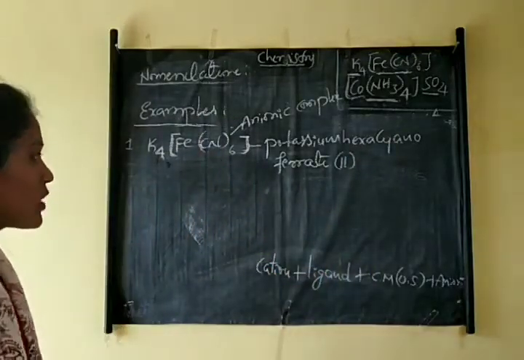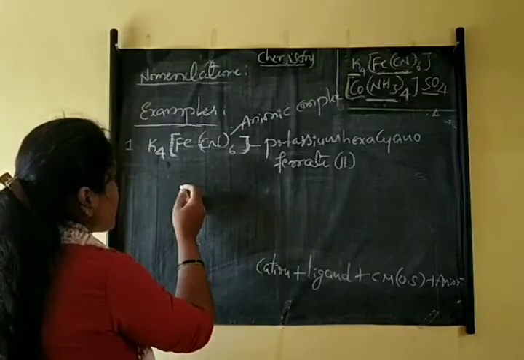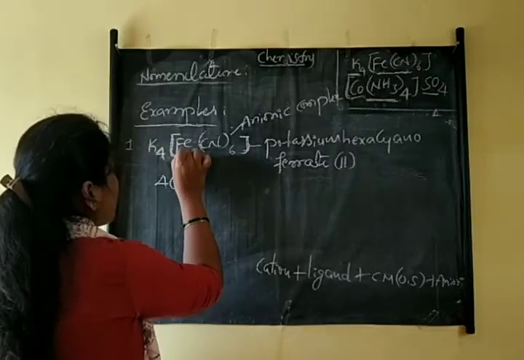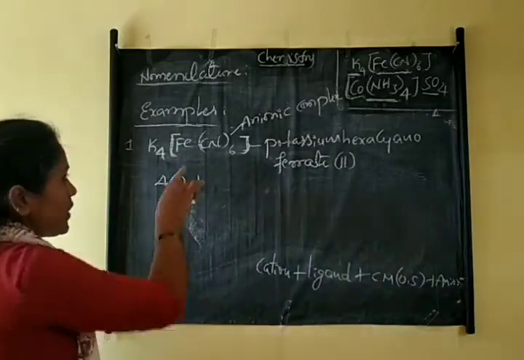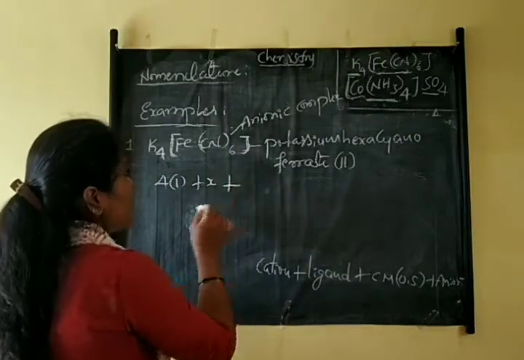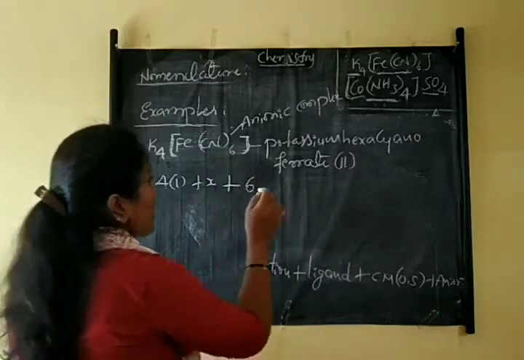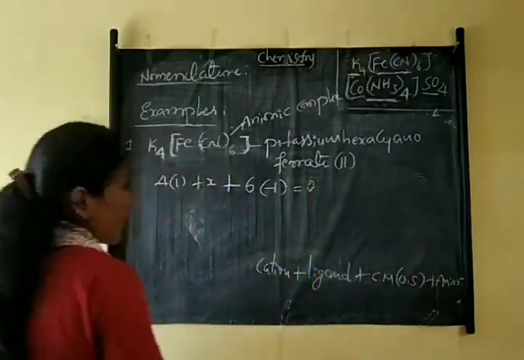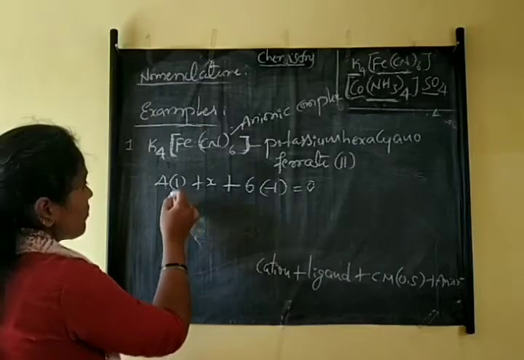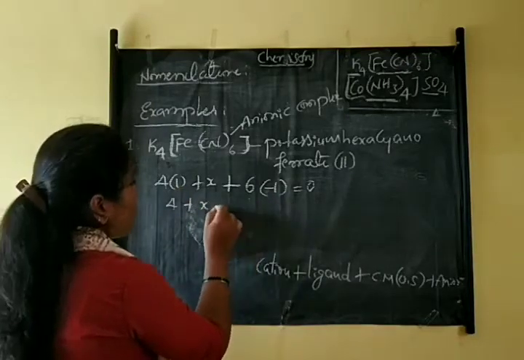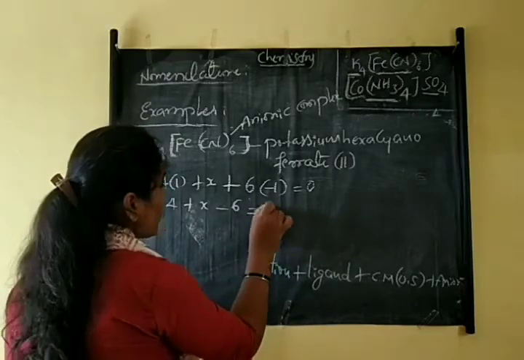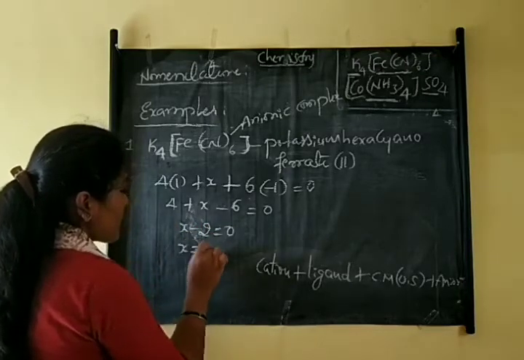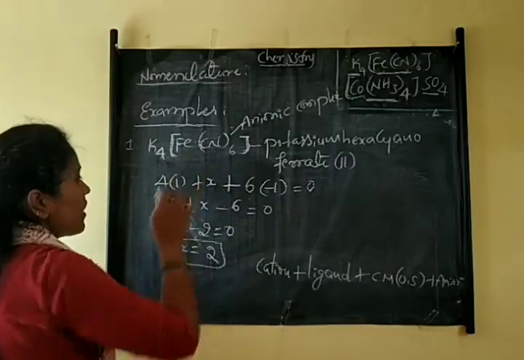In the oxidation state, both are given, and you have to find the oxidation state using the formula. 4 potassium, each with charge 1, and we have to find the oxidation state of iron, so let it be x, plus 6 CN, each with charge minus 1, is equal to 0. So 4 plus x minus 6 is equal to 0, minus 2 plus x is equal to 0, then x is equal to 2. That is the oxidation state of iron.